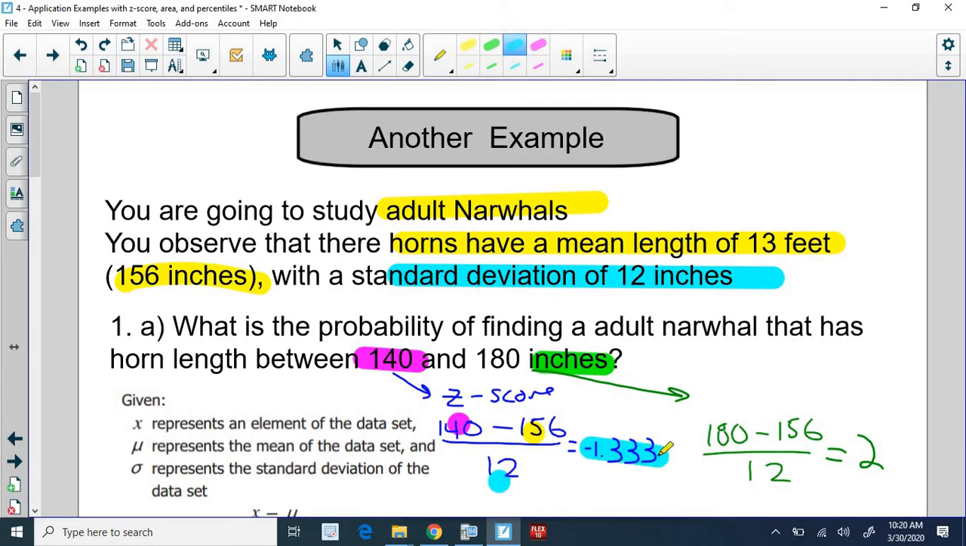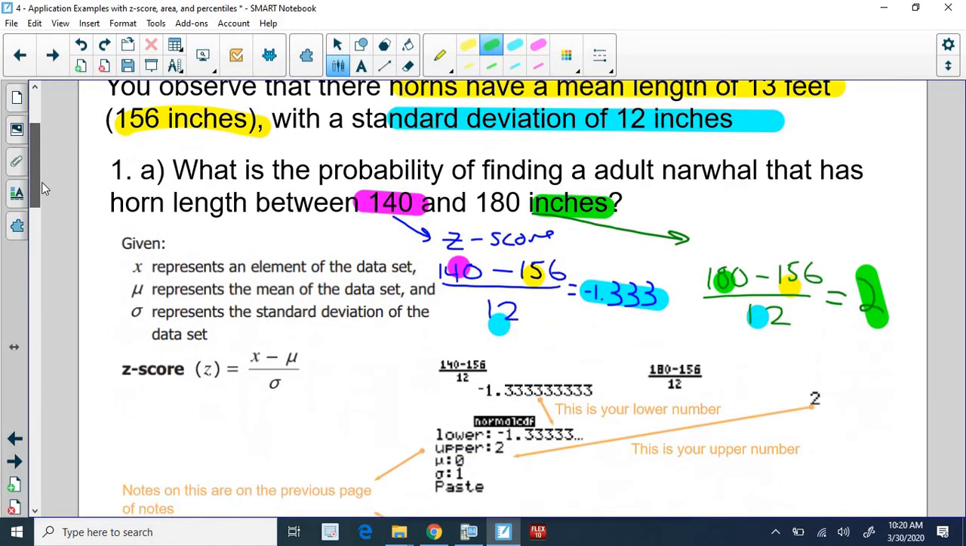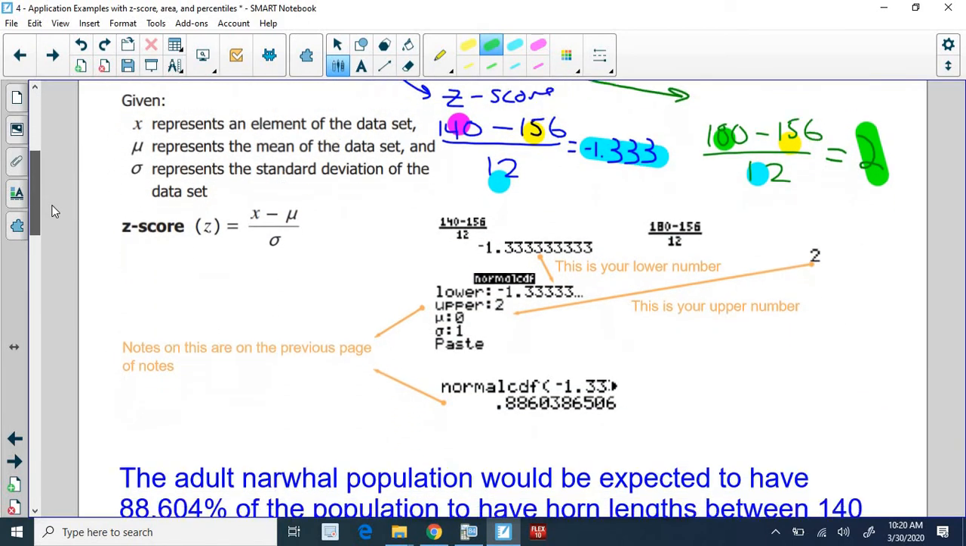I do the same thing with the other one, so I take 180, I subtract off the mean, I divide by the standard deviation, and that gives me a value of 2. To find what is between these two values, I can use my chart or I can use the calculator. It is just faster to use the calculator, so I did. I put in my lower limit of negative 1.3 here and my upper limit of 2 here, and it gave me this value. Now, be very careful.